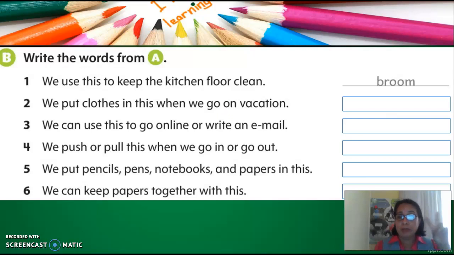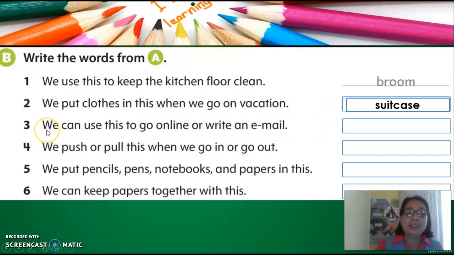I will give you two answers, okay? So, the first one is an example. We use this to keep the kitchen floor clean. It's the broom. Number two, we put clothes in this when we go on vacation. You put the clothes in this when you go on vacation. What do you think it is? Yes, it is a suitcase.